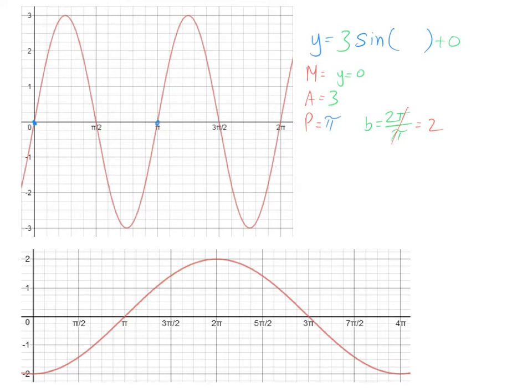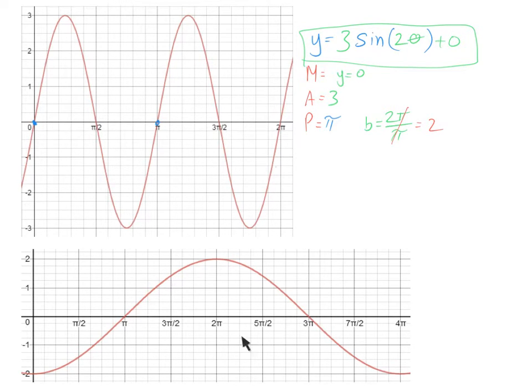So on the inside, I would have 2x or 2 theta. I'm going to do 2 theta. It doesn't matter. You could have x or theta. Just don't forget it needs a variable inside. And that right there would be the equation of that graph.